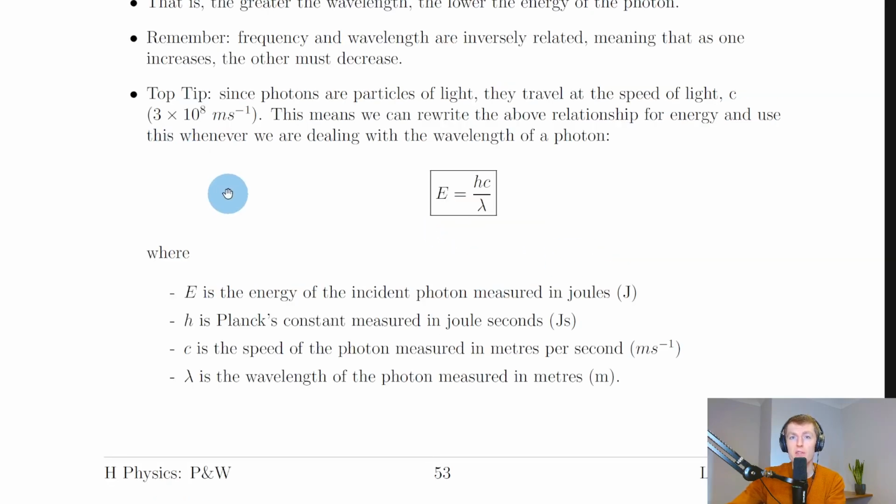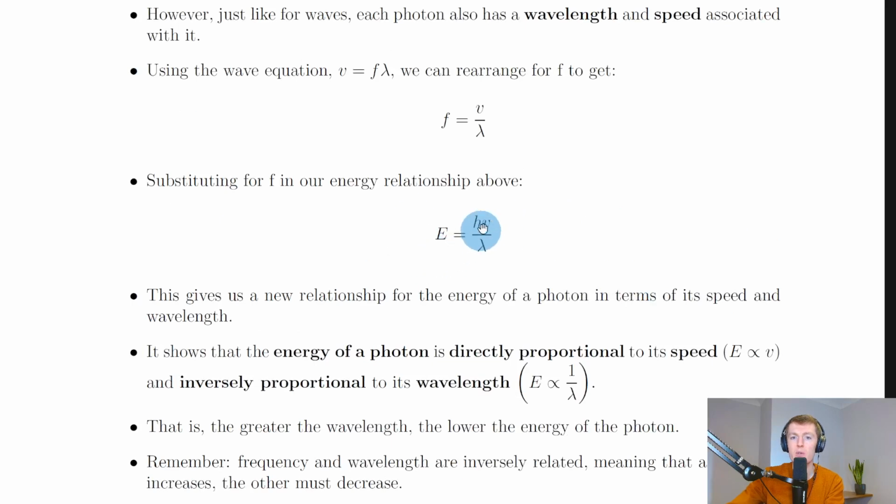Now just to finish, I've got a top tip for you here, which says that since photons are particles of light, they travel at the speed of light c, which is 3 times 10 to the 8 meters per second. This means we can rewrite the above relationship for energy and use this whenever we are dealing with the wavelength of a photon. So we have E equals hc over lambda, rather than E equals hv over lambda, because since we're always going to be dealing with light for this equation, v is equal to c, i.e. the speed of light.